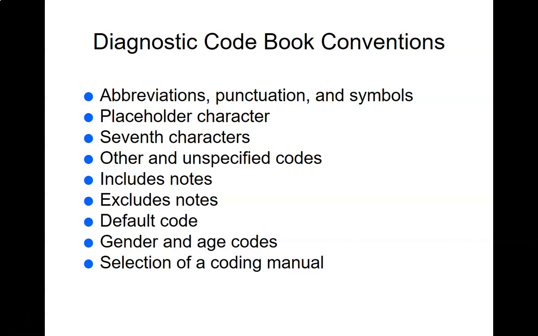Diagnostic Code Book Conventions. The conventions would be the abbreviations, punctuation, and symbols, placeholder character, seventh characters, other and unspecified codes, includes notes, excludes notes, the default code, gender and age codes, and selection of a coding manual.